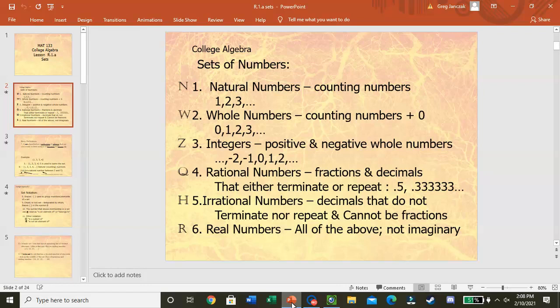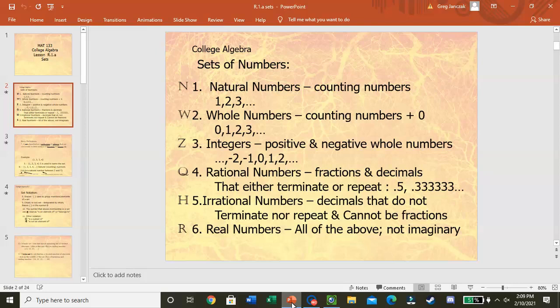Irrational numbers are symbolized with the letter H. Usually N, W, Z, R is usually the biggest one we use for symbol, not so much A or Q. Irrational numbers are basically decimals that do not end or terminate, and they do not repeat. In other words, radical numbers like the square root of 2 is irrational. It doesn't have a pattern to it.